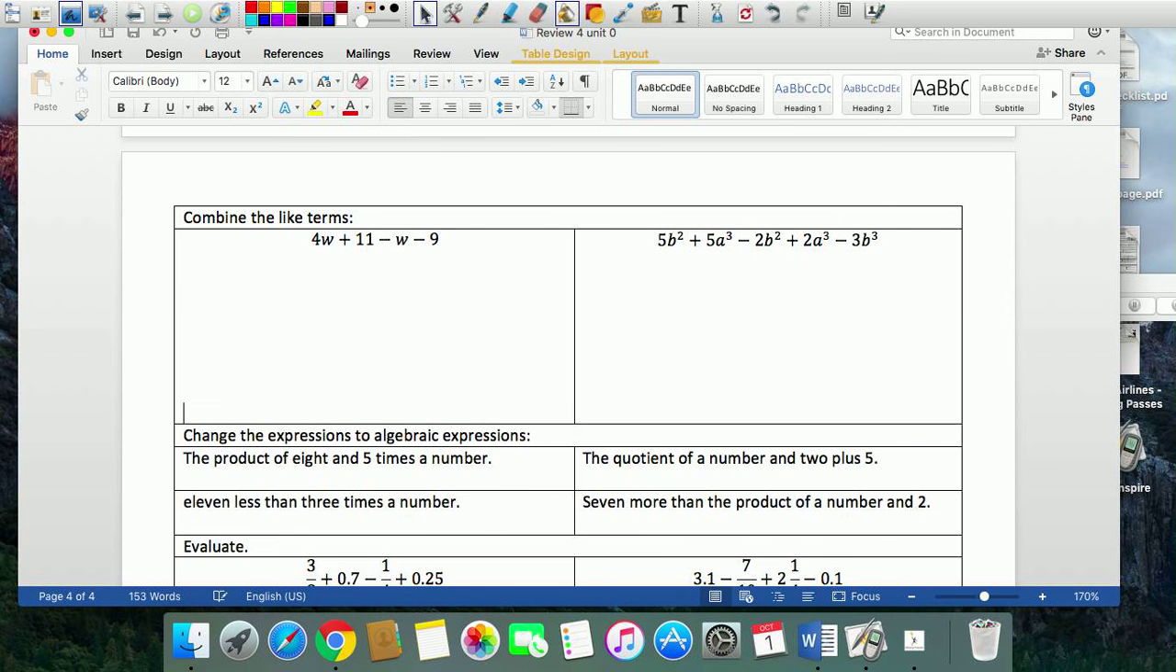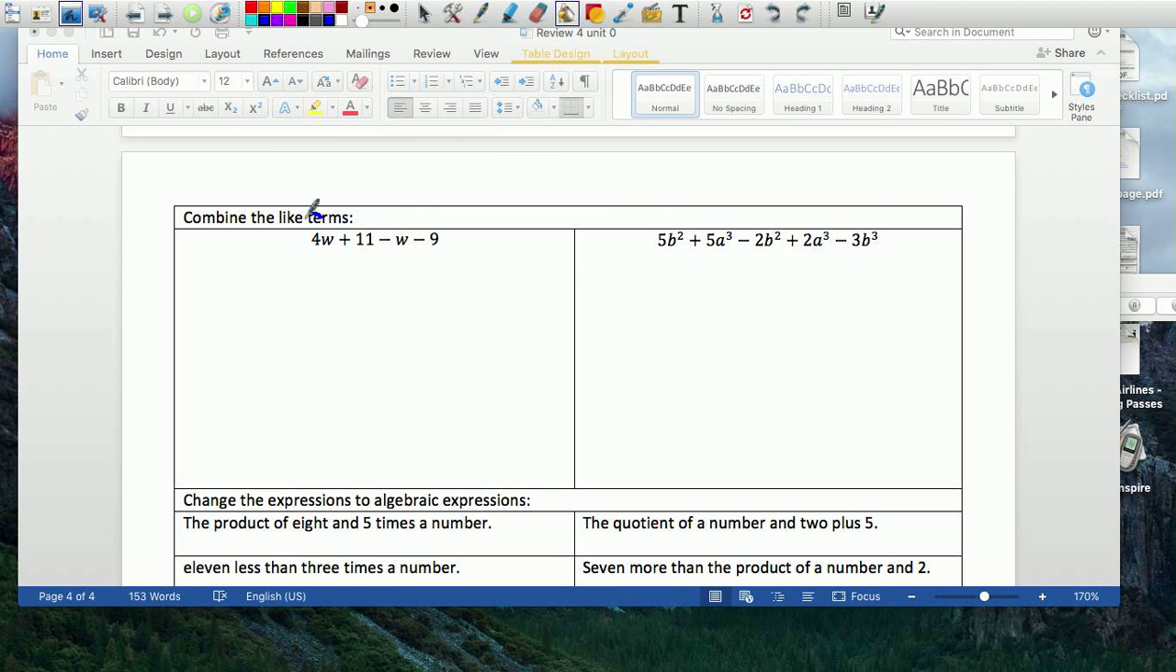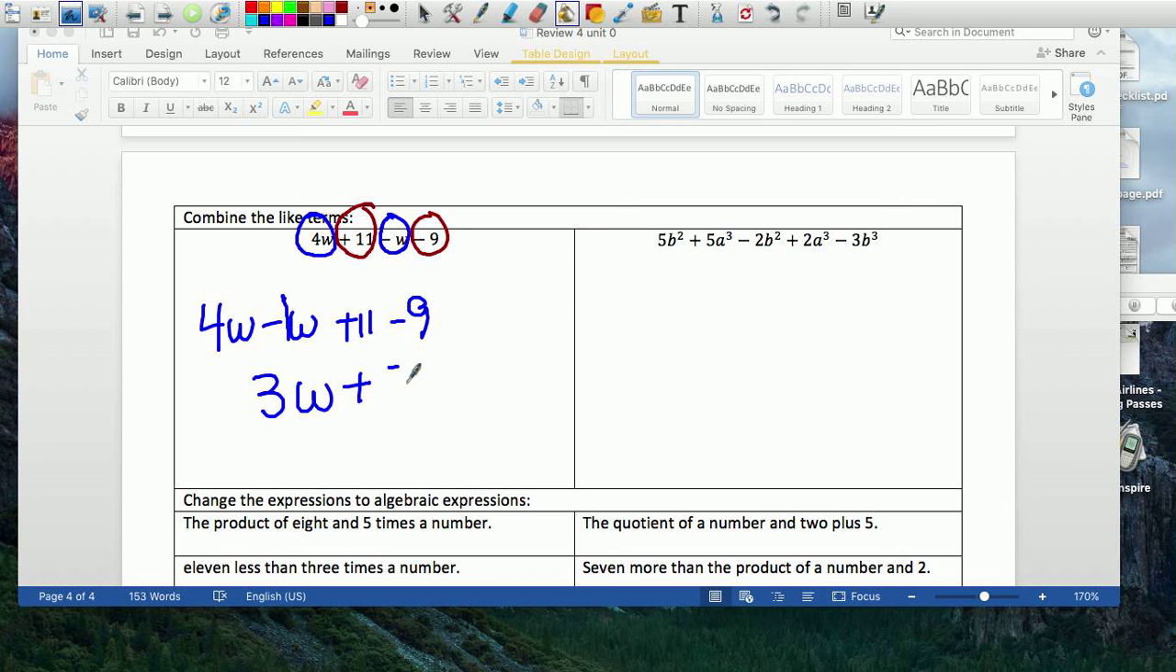Combine the like terms. So basically what you've been doing, but less. Circle. So 4w and minus w are the same. Change colors. Plus 11 and minus 9. So let's put them next to each other. It's 4w minus w plus 11 minus 9, right? So all the like terms are together. 4w minus w, remember there's a 1 here, right? So don't forget, 4w minus 1w is 3w, plus 11 minus 9 is just 2.